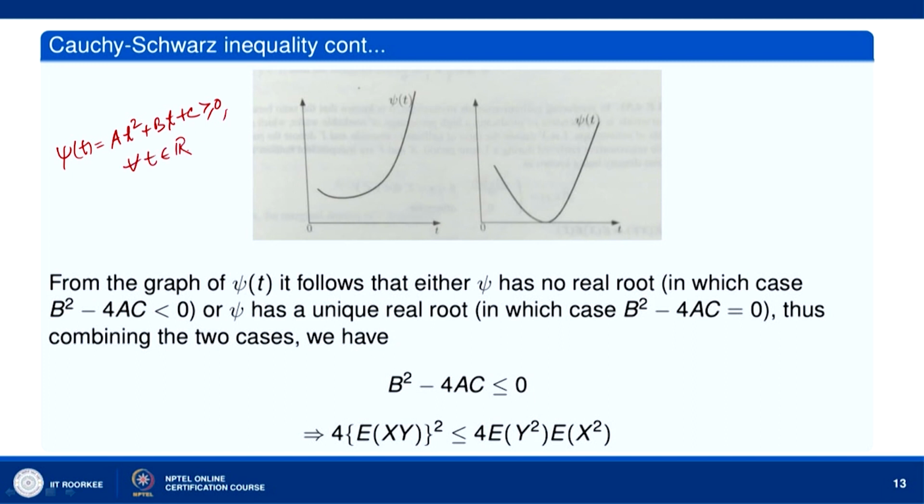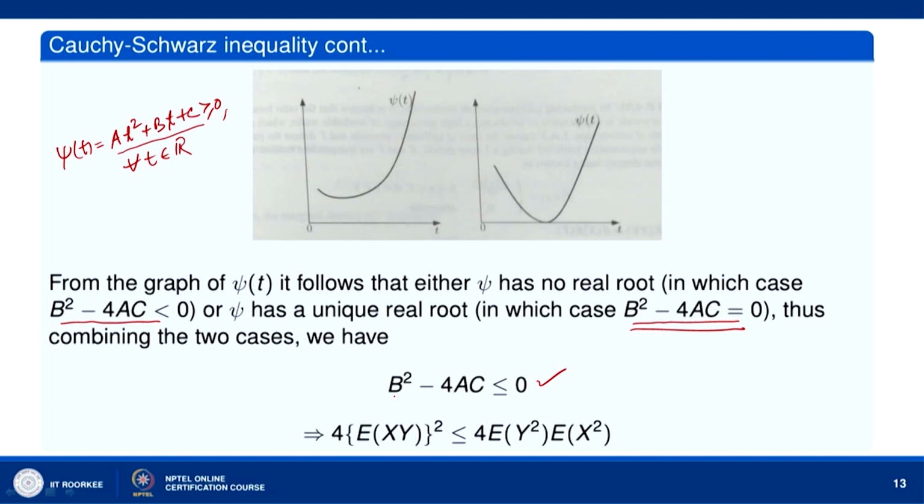Now, we have to see two graphs. Both are graphs of a t square plus b t plus c, which is a parabola. So, this is a parabolic curve. From the graph of psi t, since psi t is always greater than or equal to 0, it follows that either psi has no real root, in which case b square minus 4 a c will be less than 0 because it is a quadratic equation in t, or psi has a unique real root, in which case b square minus 4 a c equal to 0. In this graph you can see it has a unique real root. So, in that case b square minus 4 a c will be equal to 0, and therefore, combining this case and this case, we have b square minus 4 a c less than or equal to 0.